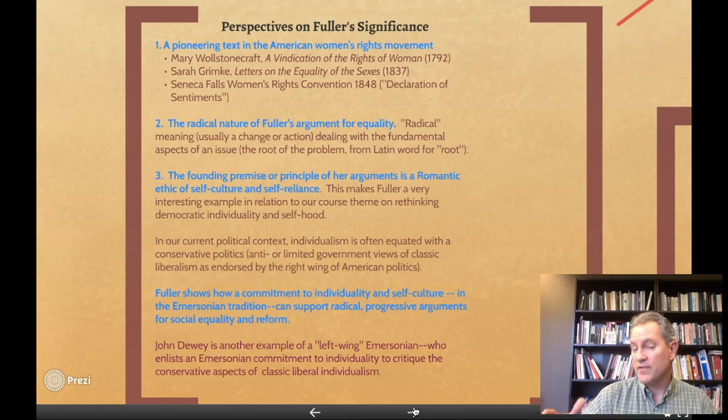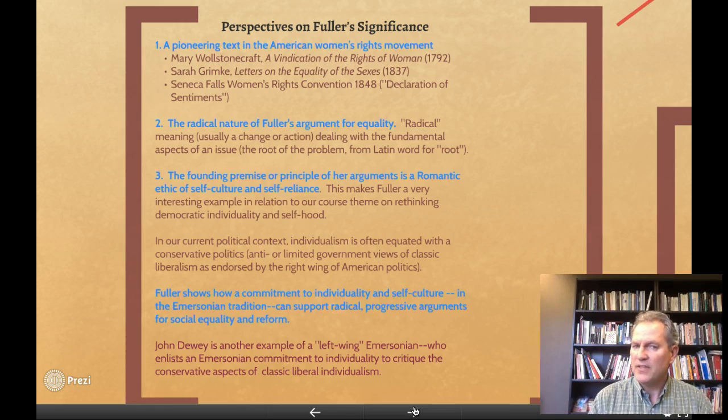Fuller's work was published first in 1843 and then 1845, first in the Dial and then published as Woman in the 19th Century. And that's just a few years before the Seneca Falls Women's Rights Convention was held in 1848. And out of that convention came a short document called the Declaration of Sentiments. So Fuller's text, Woman in the 19th Century, is right in this moment in the 1840s, right before that Women's Rights Convention kind of in a way officially launches a women's rights movement in the United States.